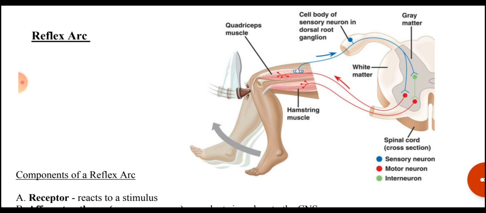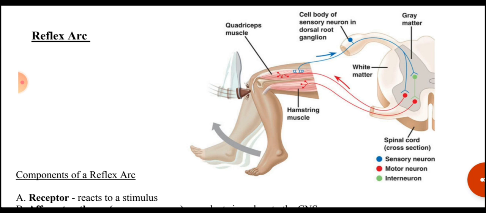Then we have what is called the reflex arc as shown in the diagram. The blue line denotes the sensory neuron, the red line denotes the motor neuron, the green line denotes the interneuron. This is the structure of the reflex arc, wherein if a stimulus is given on the quadricep muscles, the stimulus is carried to the cell body of the sensory neuron in the dorsal root ganglion of the spinal cord.